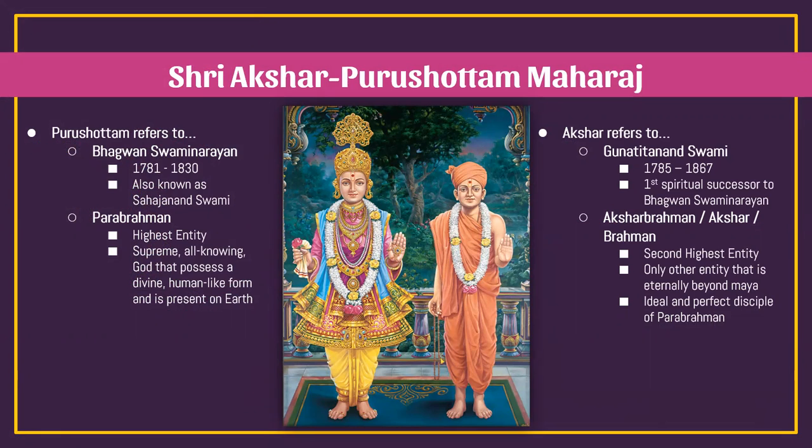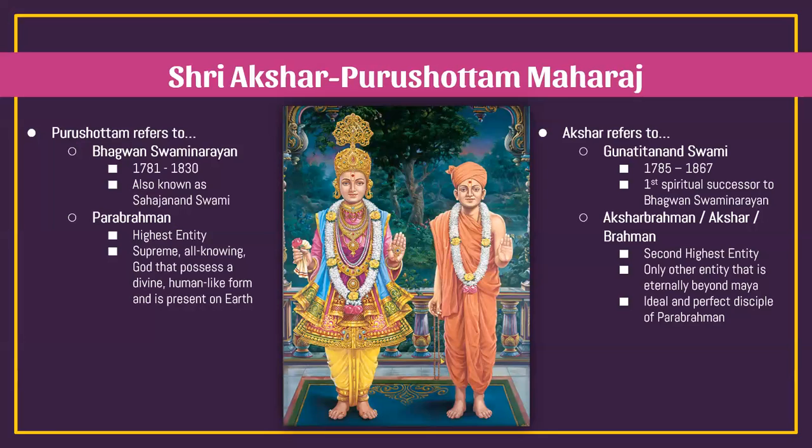Akshar refers to Gunatit Swami. In the Akshar-Purushottam tradition, it is founded that Gunatit Swami is the first spiritual successor to Bhagavan Shri Swaminarayan. And so Gunatit Swami is also known as Akshar or Brahm. Now, some of you might be thinking that, oh, I've heard of this term Brahm before. Well, the term Brahm is actually in a majority of Vedanta darshans, Advait, Vishishtadvait. However, all of them propagate that there's one Brahm, one highest entity known as Brahm. Yet, the Akshar-Purushottam Darshan explains that there are two Brahms, Parabrahm and Aksharbrahman. And Aksharbrahman is the second highest entity.